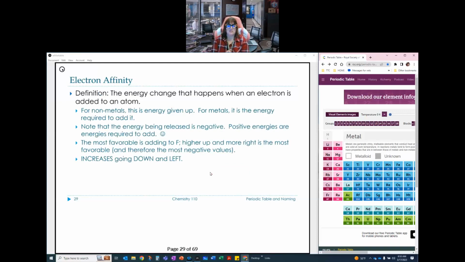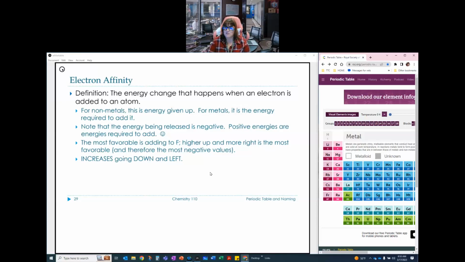Now, electron affinity. What is electron affinity? Well, the energy change that happens when an electron is added to an atom. Okay? So for nonmetals, that's energy that we give up. Okay, so that's good for us. It's favorable for us to get those electrons added to us, and so that energy is given up. For metals, it's the energy required to add it. Okay, note that the energy being released is negative. Positive energies are required to add.